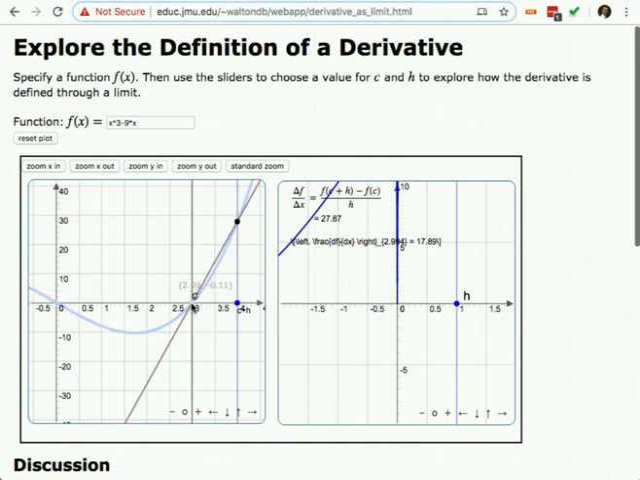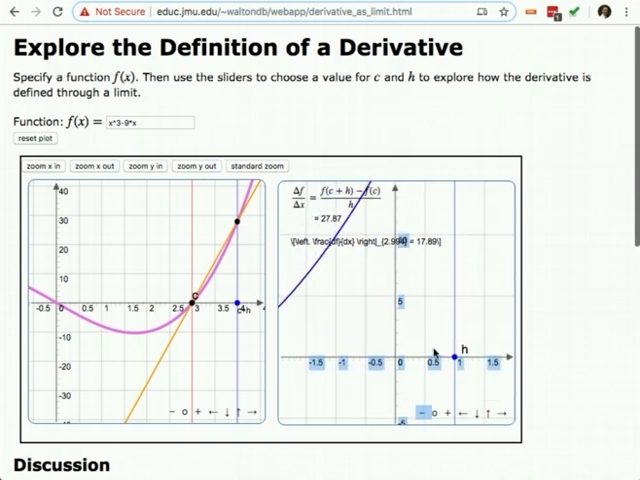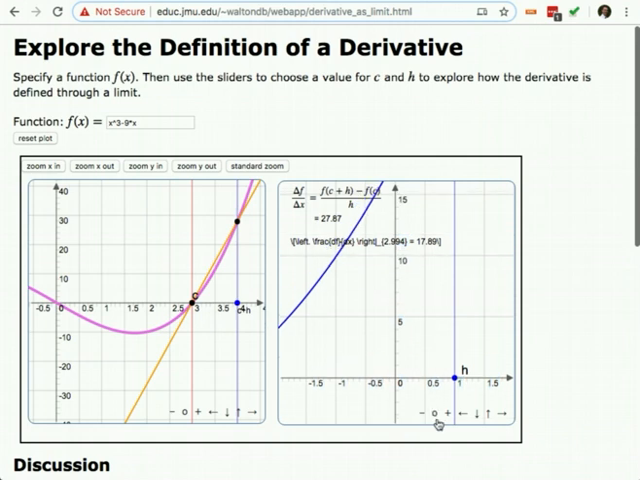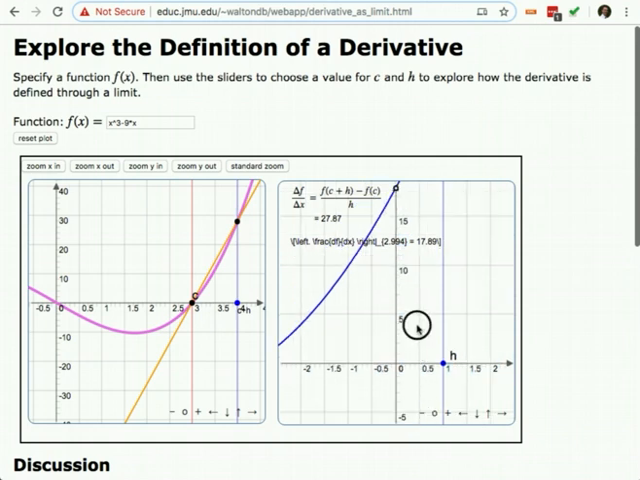So here are my 2 points. It's c and c plus h. And I can see a reported value for my slope. Remember that this curve is the value of the slope. I want to see that a little better too, so I'm going to bring this down a bit and maybe zoom out.